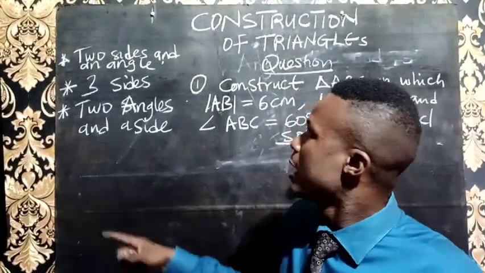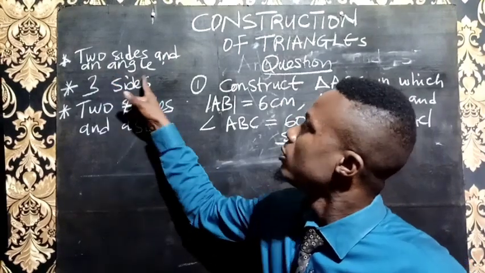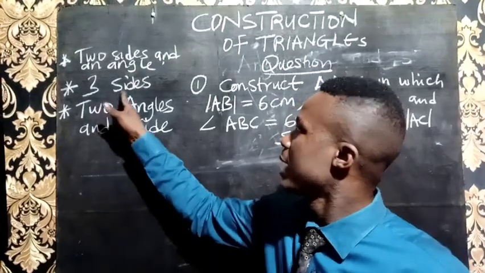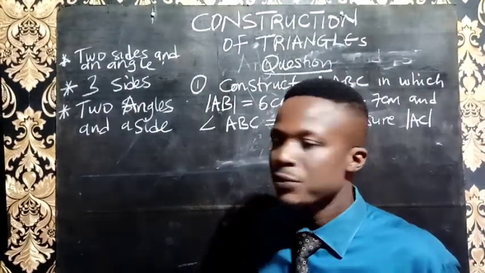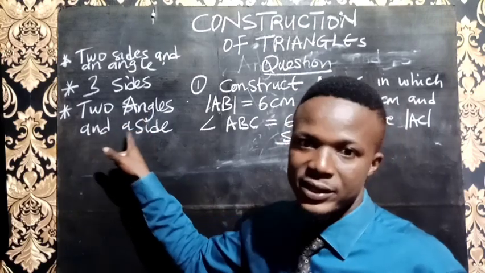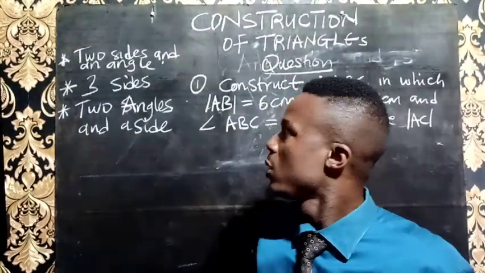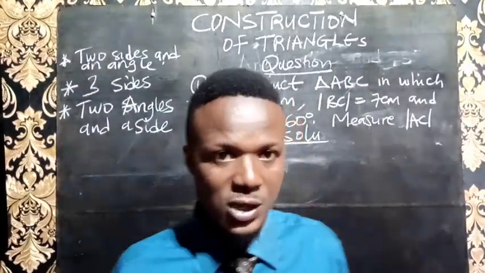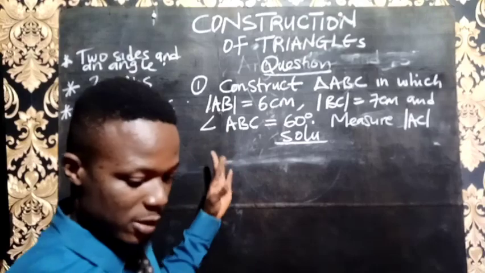You can construct a triangle when two sides and an angle is given. You can construct a triangle when the three sides are given, no angle. You can also construct a triangle when two angles and a side is given. So today we are going to make one where two sides and an angle is given. Okay, and look at the question on the board here.